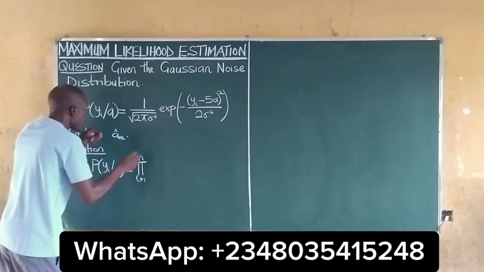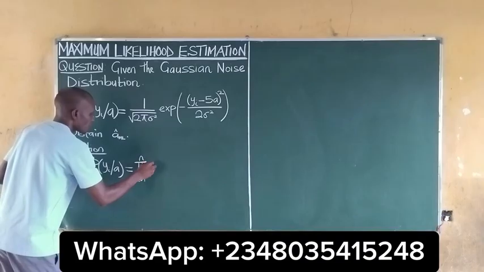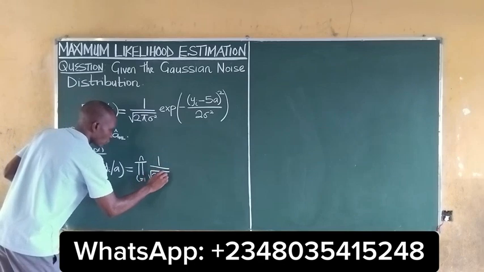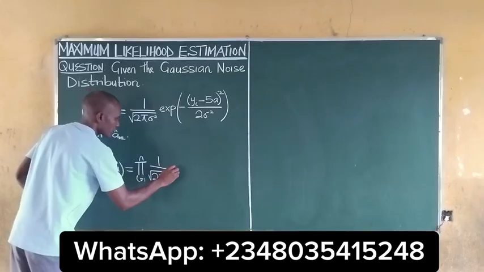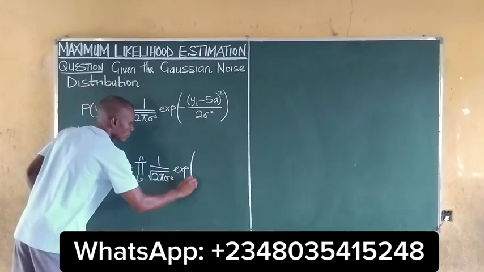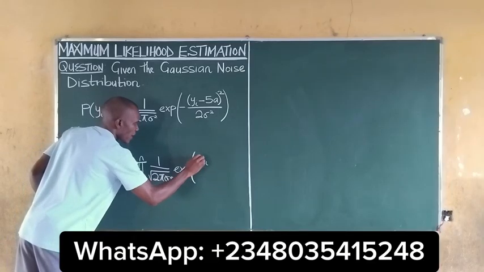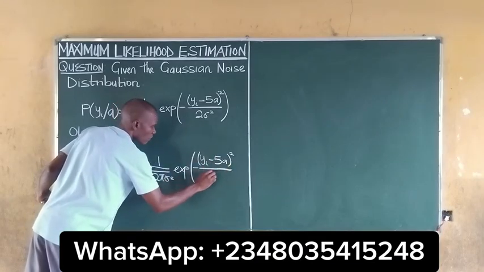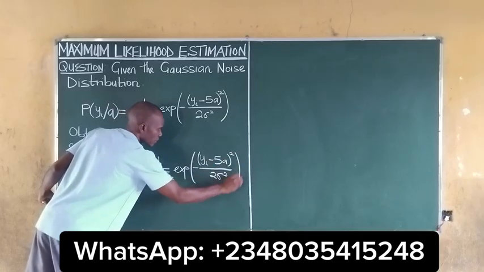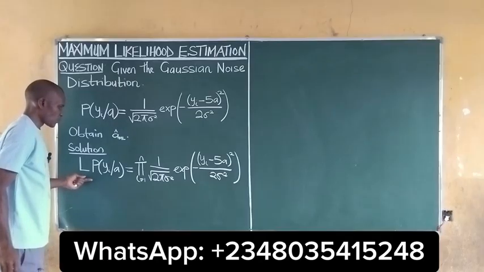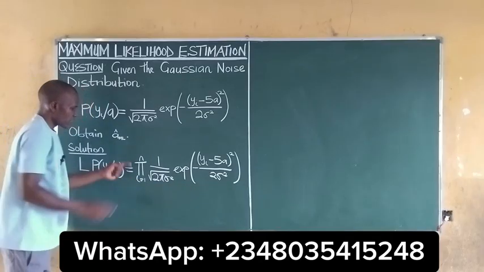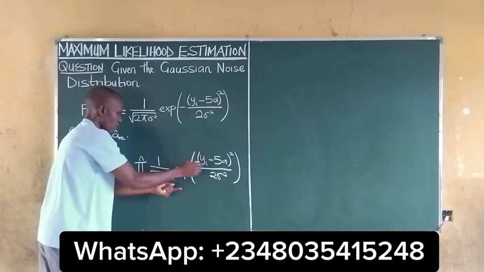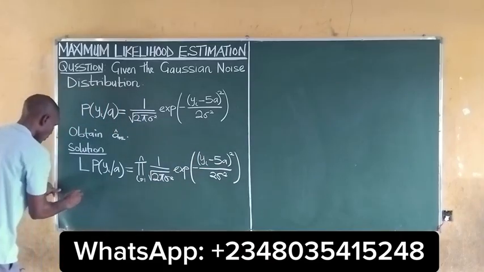the product sum of the whole of this function, which is 1 all over square root of 2 pi sigma squared, exponential negative yi minus 5a raised to the power of 2 all over 2 sigma squared. So once we take the likelihood function of this, the next thing to do is to take the product sum of the whole of this. That means if we are taking the product sum of the whole of this, we get something like this.